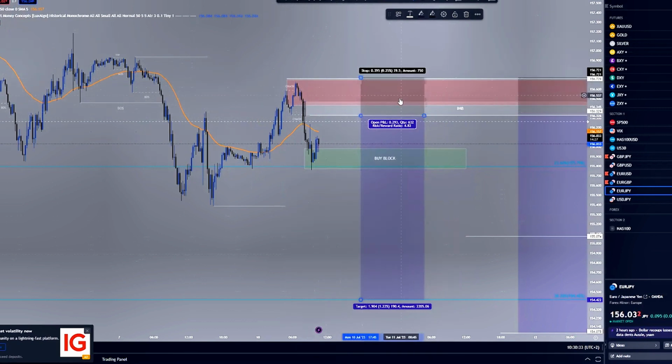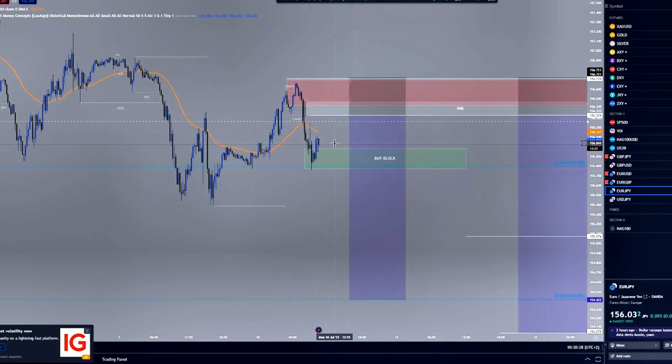It's 39.5 pips, so it's solid. It's good. It's a nice stop loss. It's a normal stop loss, basically.